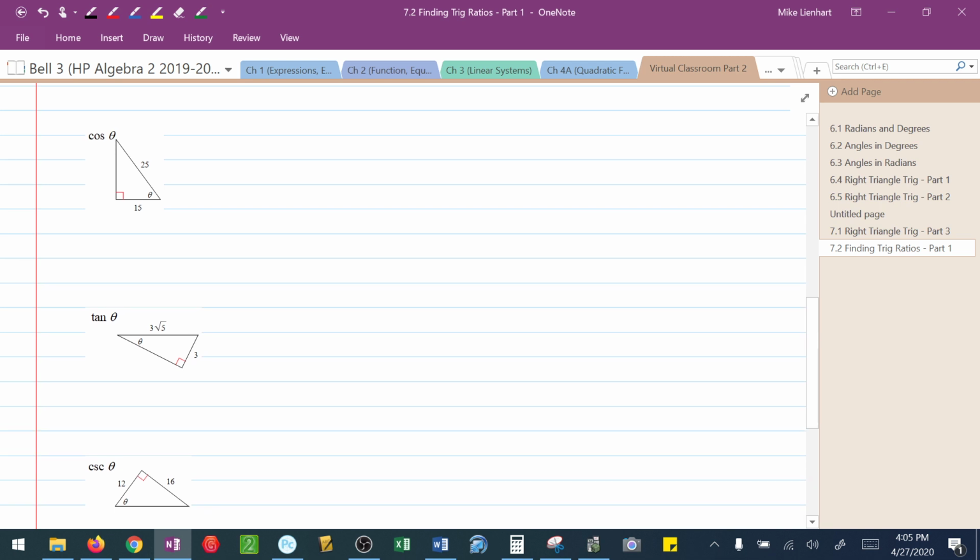How about the cosine of theta? In order to do the cosine, I need to know adjacent, I've got it, and hypotenuse, I've got it. I don't need to do anything else other than write the ratio. So the cosine of theta would be adjacent, 15, over hypotenuse, 25. Simplify those fractions. Both are divisible by 5. I have to simplify it and leave it as a ratio, as a fraction.